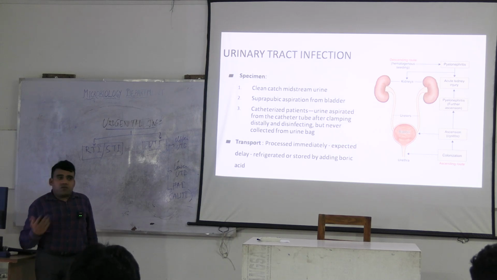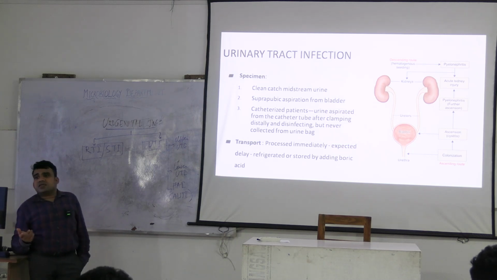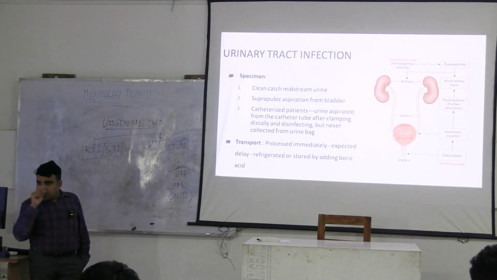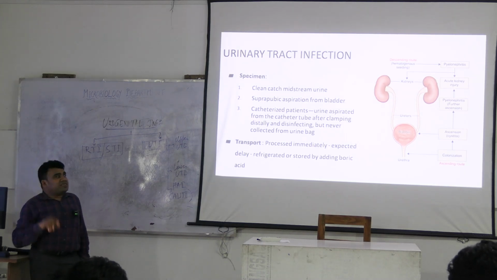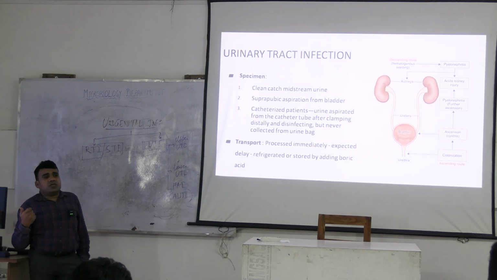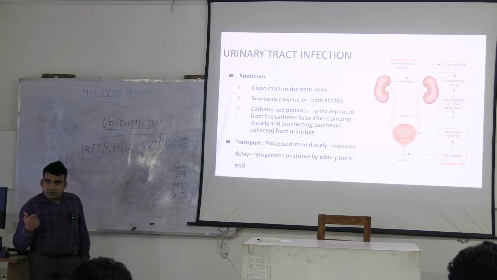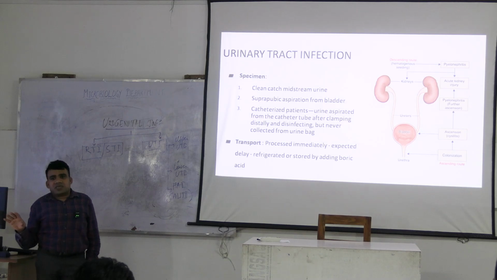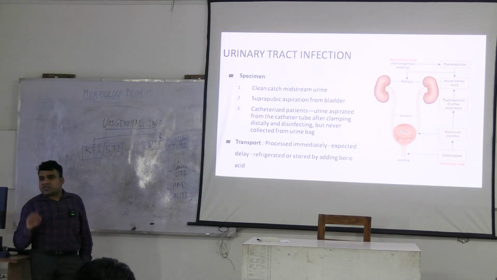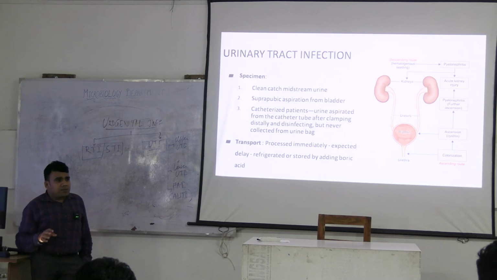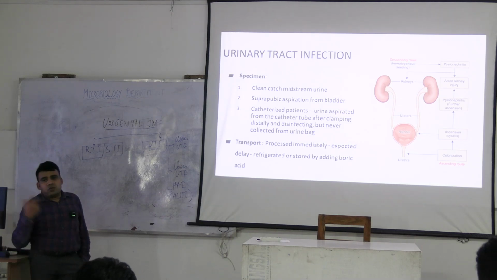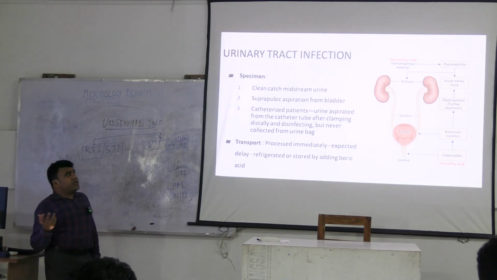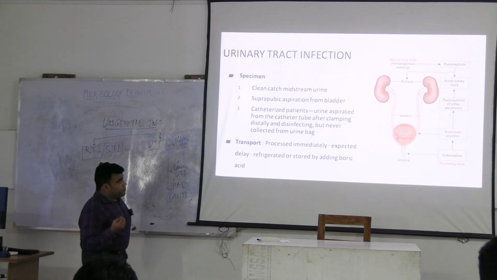Most commonly done is Foley's catheter. If that kind of catheter is present, those catheters will have a sampling port. From the sampling port, you can take out the urine from the bladder with the help of a syringe. If the patient does not need continuous catheterization, you can go for straight catheterization. What is straight catheterization? You take a catheter, put it inside the bladder, take out the urine and withdraw the catheter. So these are the ways we can collect the urine from the bladder.